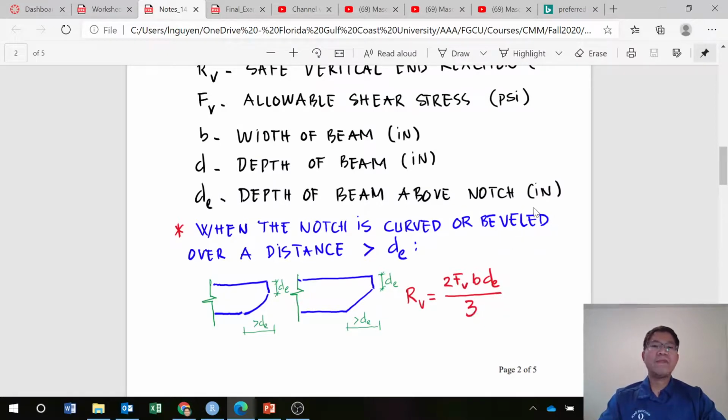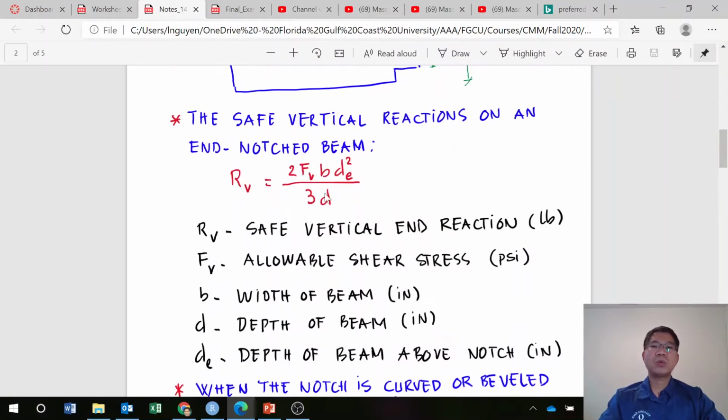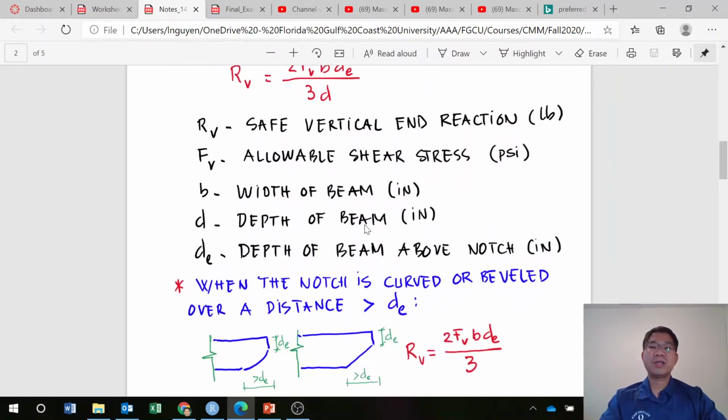Or you can bevel, which is the right figure there. You see the DE, and if the bevel distance is more than DE, we can apply this equation. It is simpler than the equation we discussed earlier.